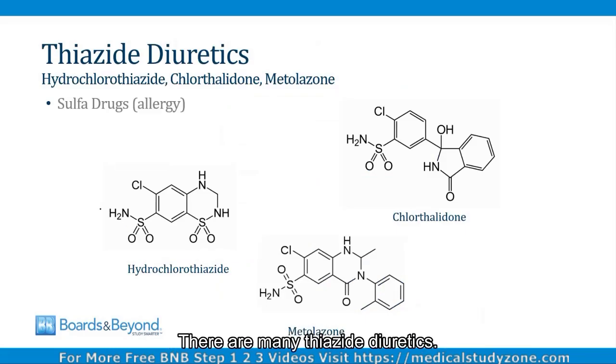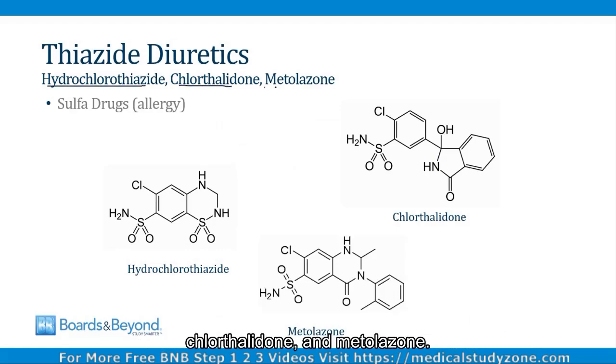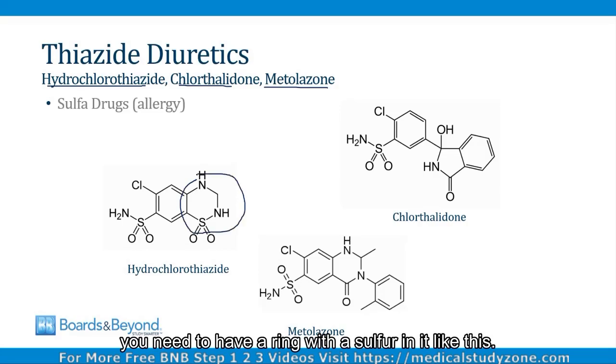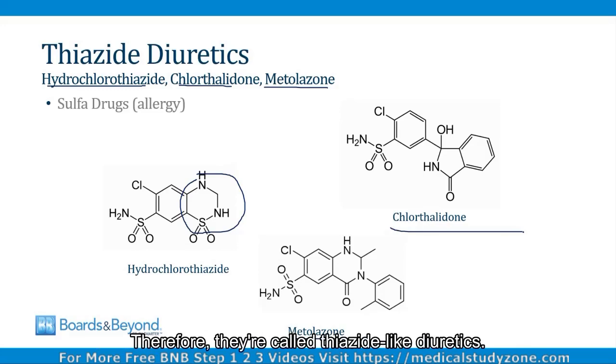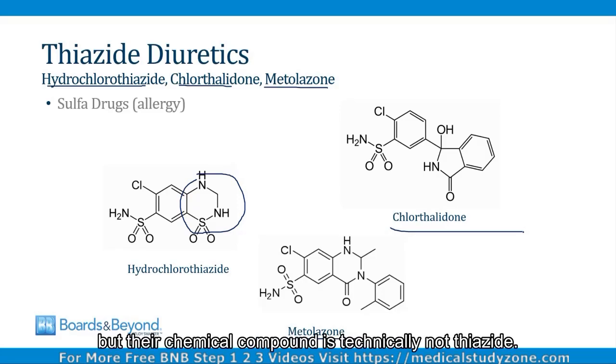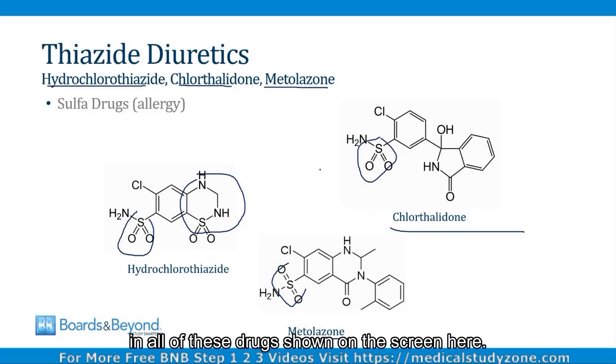There are many thiazide diuretics. Some of the commonly used drugs are hydrochlorothiazide, chlorthalidone, and metolazone. I've shown their structures on the screen here. Technically, to be a thiazide diuretic, you need to have a ring with a sulfur in it like this. Metolazone and chlorthalidone do not have a ring like that, therefore they are called thiazide-like diuretics. They have the same effect, but their chemical compound is technically not a thiazide. Most of these drugs are sulfa drugs, so patients with a sulfa allergy can develop an allergic reaction. You can see there's a sulfa moiety in all of these drugs shown on the screen here.